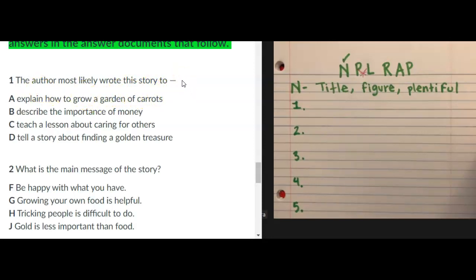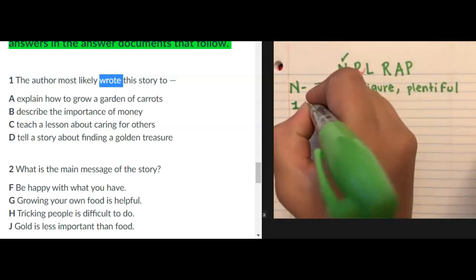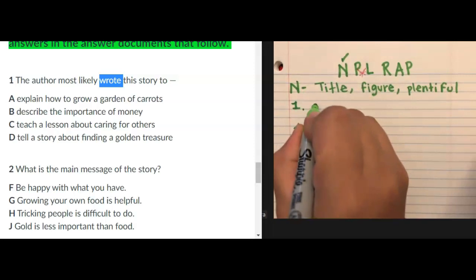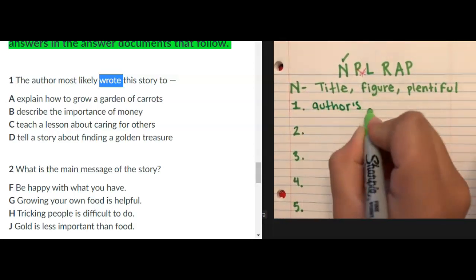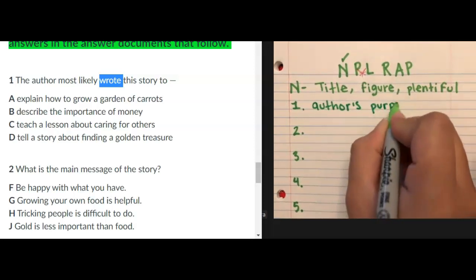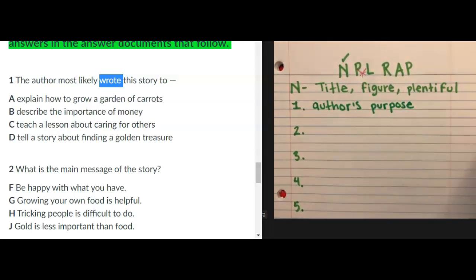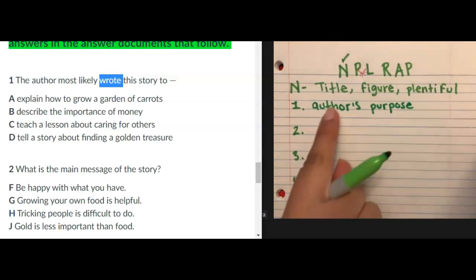So I know the clues for this question are author and wrote this story. Okay, so this definitely has to be an author's purpose question because it's asking specifically about the author and why they wrote that story. So I'm going to write the words author's purpose. And those are my clues.